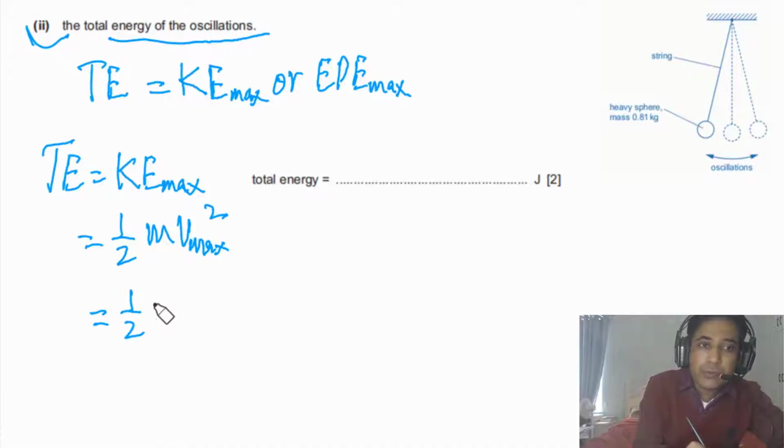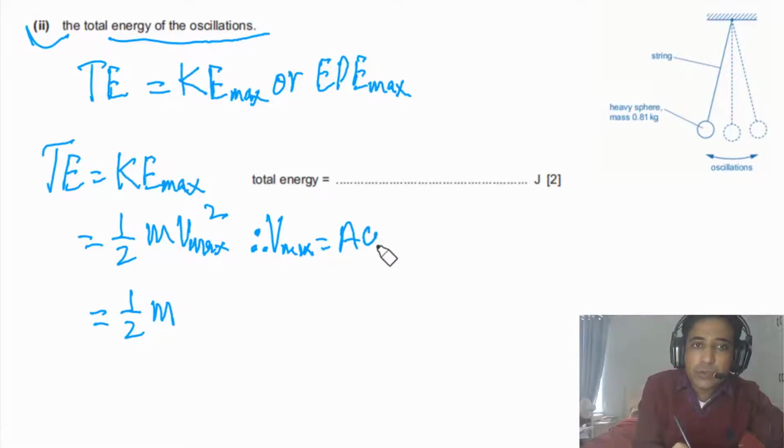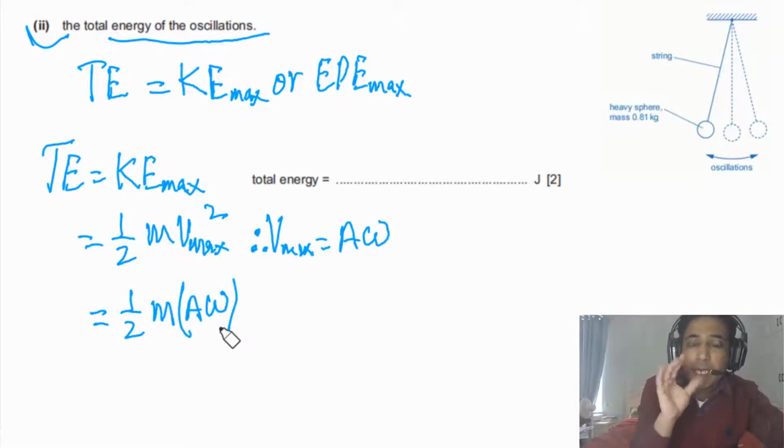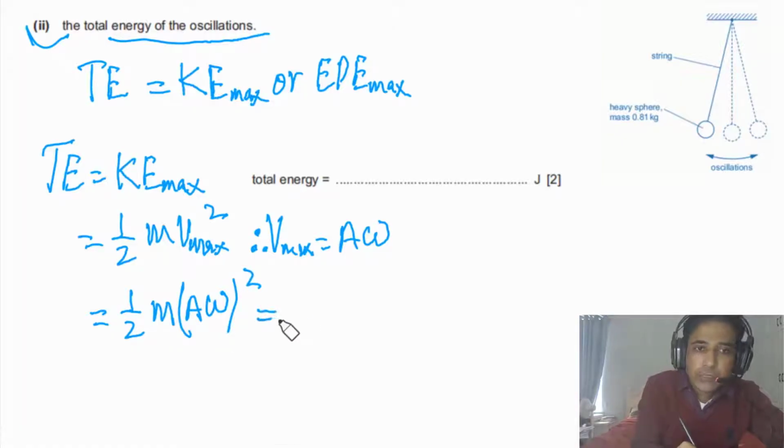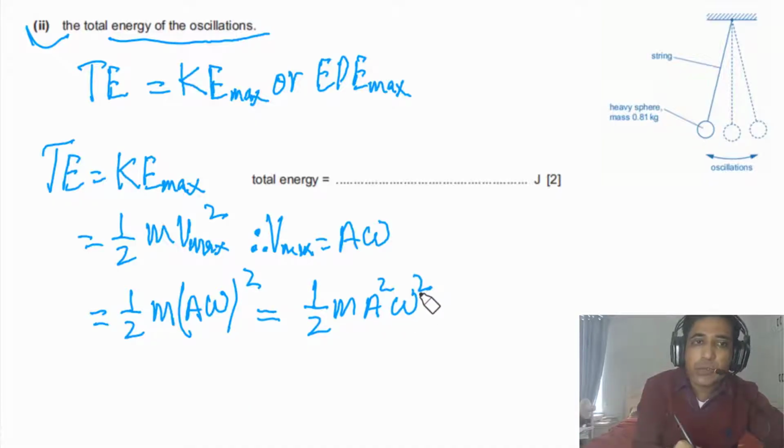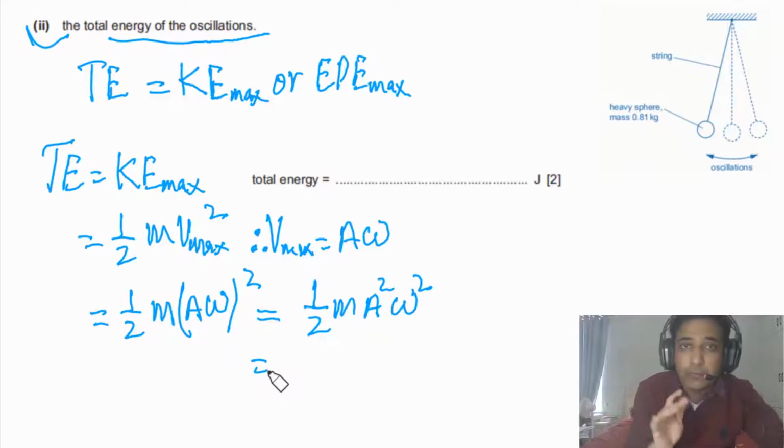So 1/2, here we have m, and Vmax for simple harmonic motion is equal to A times omega. So simply we can replace Vmax with A times omega. A is the amplitude of oscillations. Now if we simplify this, we will get 1/2 m, and here we will get A square times omega square. Now simply we need to plug in values.